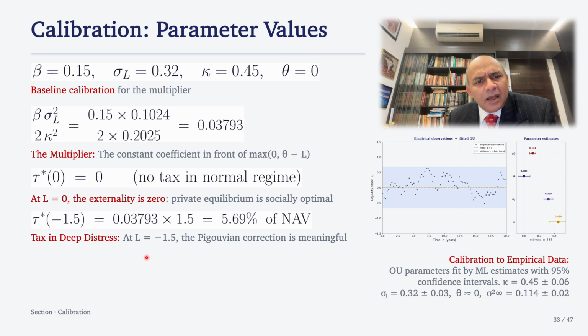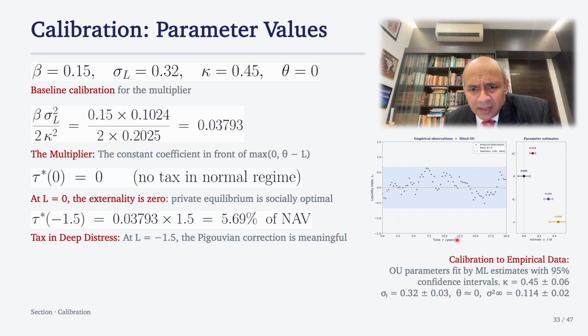In terms of calibration, the parameter values we've used for the baseline calibration are beta 0.15, sigma_L 0.32, kappa 0.45, and theta 0. That gives us a multiplier of 0.03793 in terms of the Pigouvian tax rate. And in deep distress, at negative 1.5, the tax rate is 5.69% of NAV.